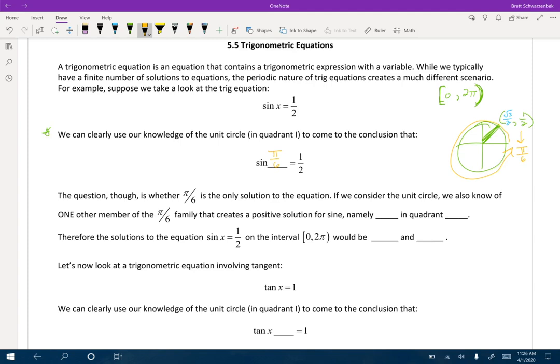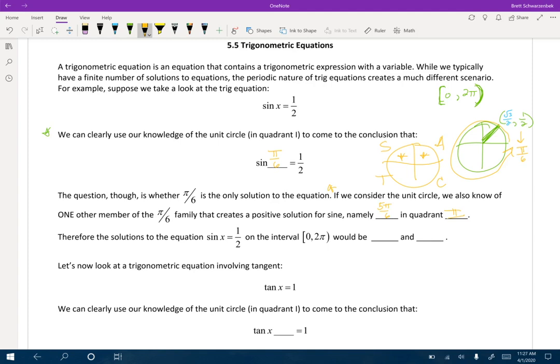Well, how would we find that? Well, that should be pretty straightforward. Why? Because again, in the quadrants, the only places where you're going to get a positive solution for sine are quadrant 1 and quadrant 2. So all we have to do is find the pi over 6 family in the second quadrant, which is going to be 5 pi over 6. So just to reiterate, starting here, if we consider the unit circle, we also know of one other member of the pi over 6 family that creates a positive solution for sine, namely 5 pi over 6 in quadrant 2. So what does that mean?